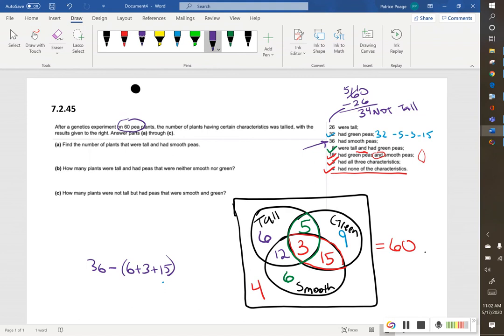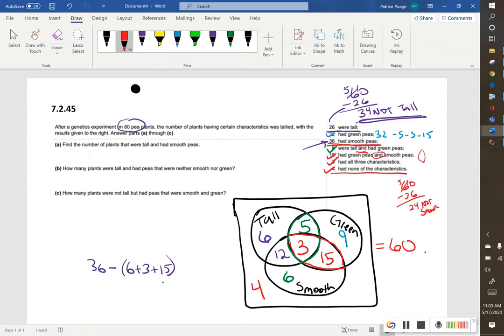So I'm going to say it again. Once you get stuck, think about what you also know. So since we knew 26 out of the 60 were tall, we could figure out how many were not tall. We could have also said, well, we know 36 out of 60 are smooth. So we could have said 60 minus 36. And we could have said, well, then 24 are not smooth. And we could have covered up the smooth circle and gone about it that way.